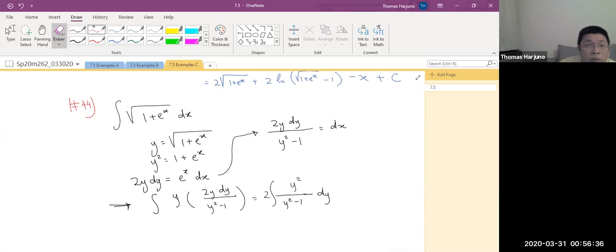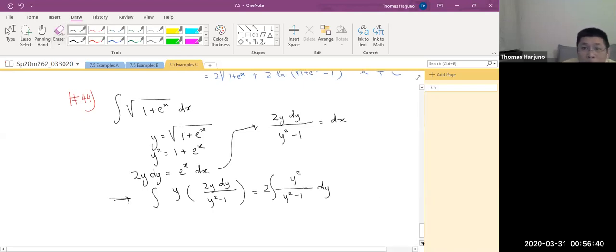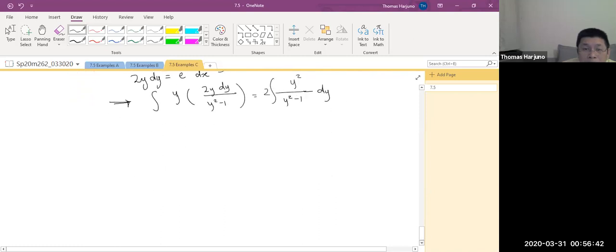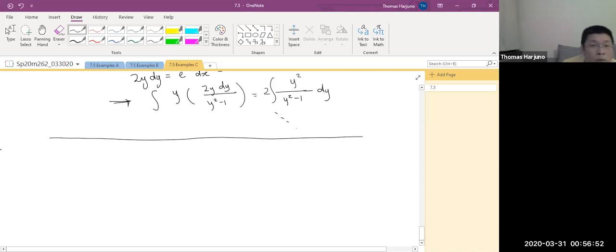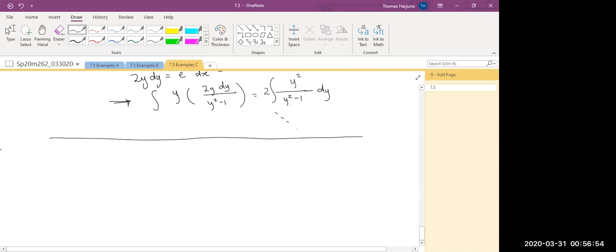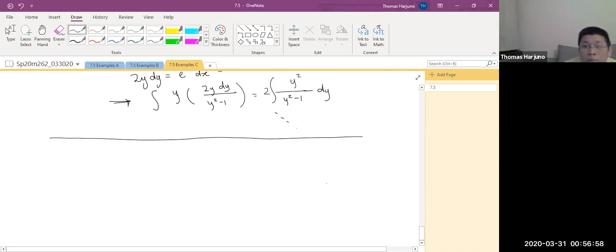Other questions beside this? Suggest some more questions. Maybe 31. Number 31. Oh, that looks ugly. But I think I will work with the conjugate. In a second.